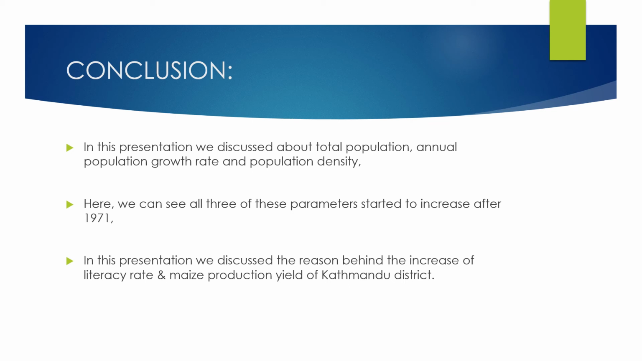So therefore the conclusion of this presentation is that we discussed the total population, annual population growth rate, and population density of Kathmandu district. Here we discuss all three of these parameters started to increase after 1971, and at last we discuss the reason behind the increase of literacy rate and maize production yield of Kathmandu district.